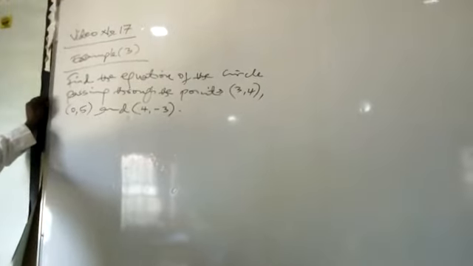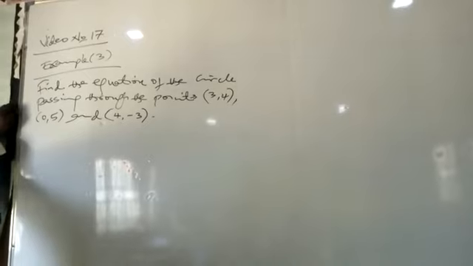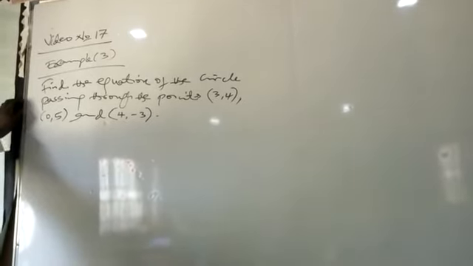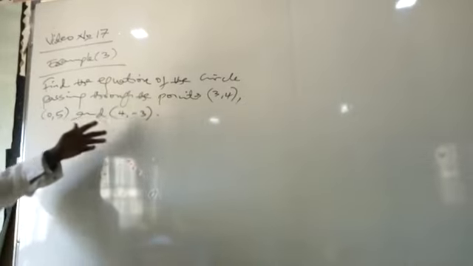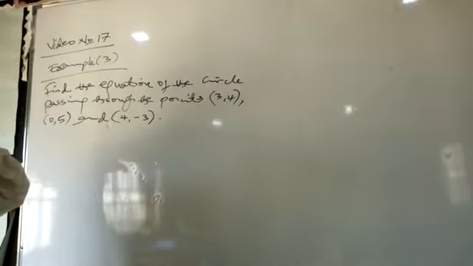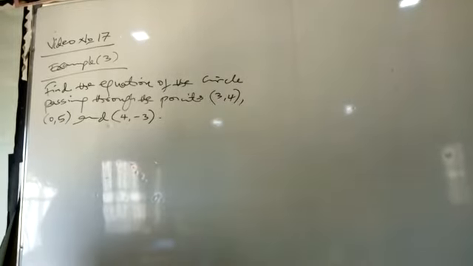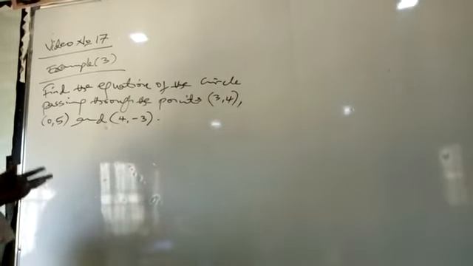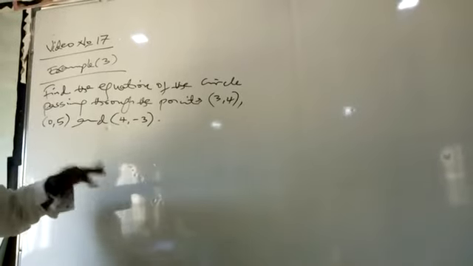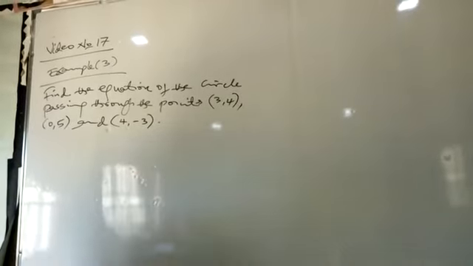In other words, given the coordinates of 3 points on the circumference of a circle, we can determine the equation of that circle. Which is the same thing as saying, if a circle is passing through 3 given points, we can determine the equation of the circle. That the circle is passing through 3 points means that the 3 points lie on the circumference of that circle.